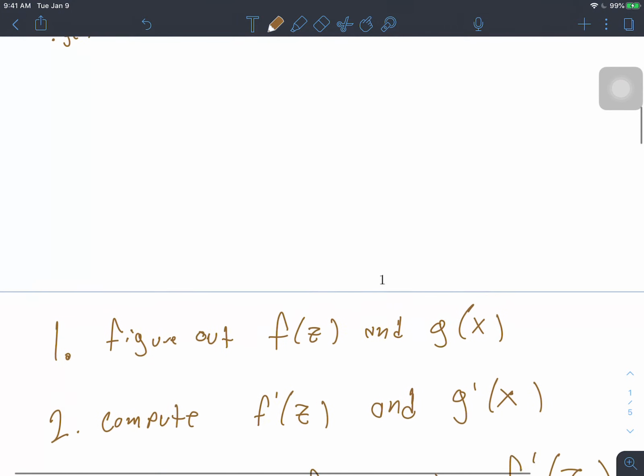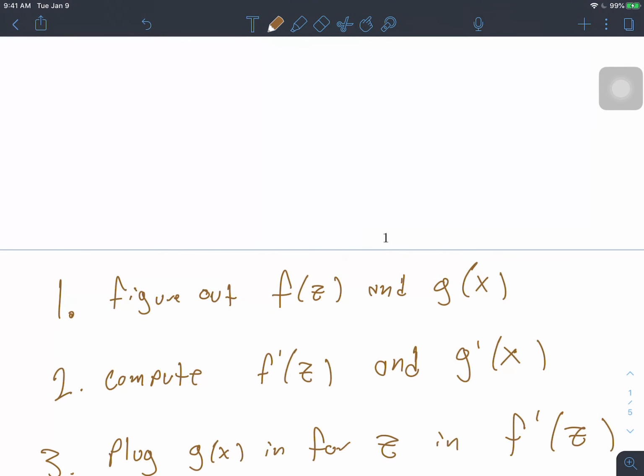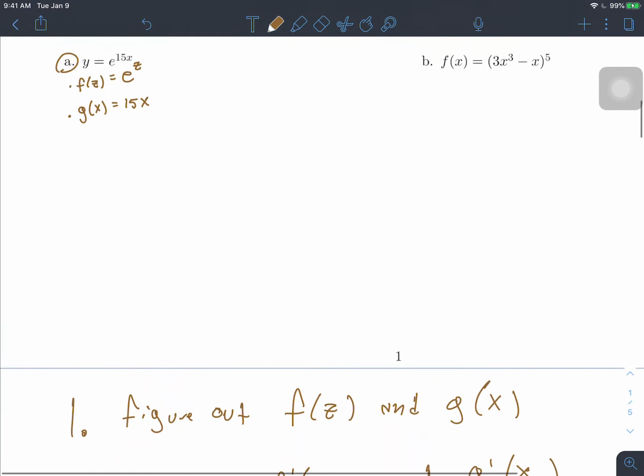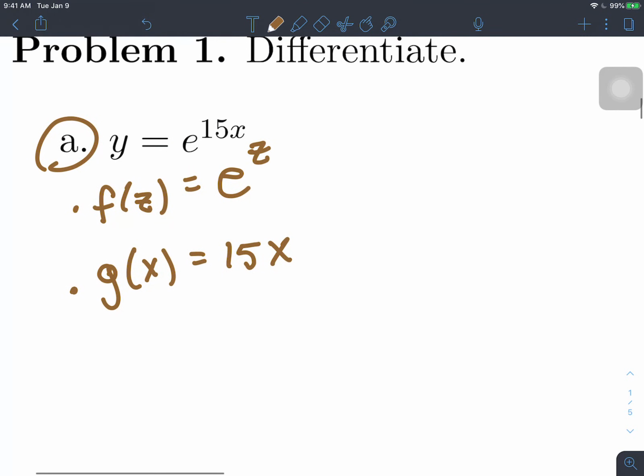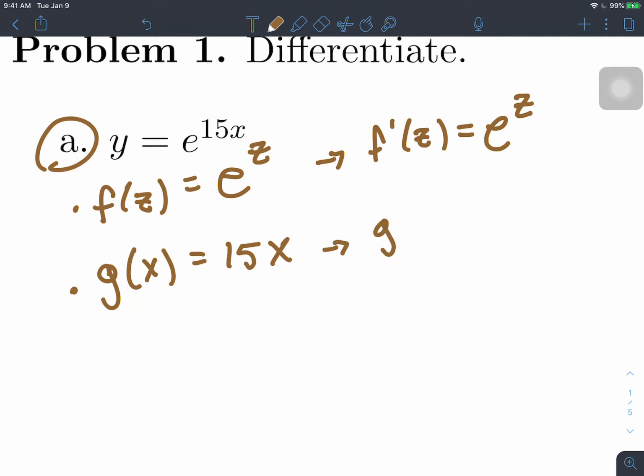Step 2 now. Let's go back and see what it said. Okay, step 2 says that we should compute the derivative of f of z and the derivative of g of x. So let's do that. We've got these two. Now let's figure out what f prime of z should be. If f of z is e to the z, what's the derivative of e to the z? Yeah, just e to the z again, right? That's the easy rule. And if g of x is 15x, then g prime of x, I don't want to insult you by asking, it's going to be 15, right?